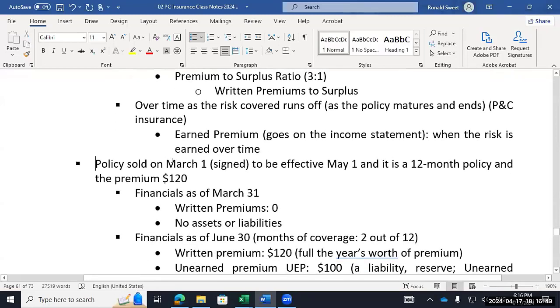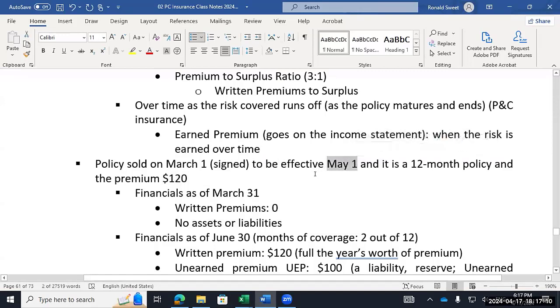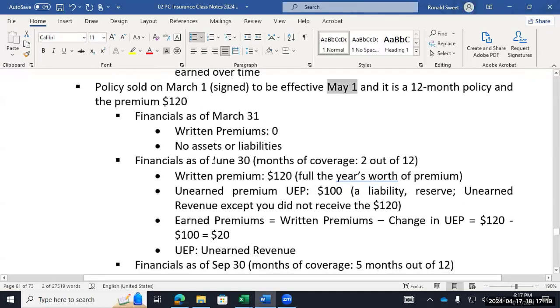So let's do an example. The policy is sold on March 1st. It's effective May 1st. So on March 31st, there's no premiums written, there's no liabilities. When does the premium written come in? On May 1st, that entire premium, $120, will be written. They don't care what year you're covering, they just say that the second that premium is written, that's a written premium. So on June 30th, your written premium is $120.